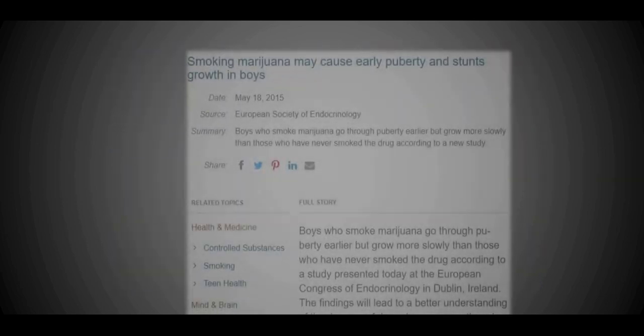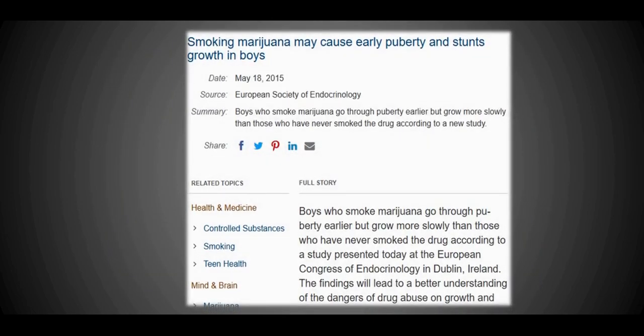A study that was presented to the European Congress of Endocrinology sought to assess the influence of marijuana addiction on the course of puberty and physical growth. After analyzing the data, the researchers concluded that marijuana-addicted boys had lower levels of growth hormones and were more than 4 inches shorter than their counterparts who did not consume the drug by the time they reached age 20.